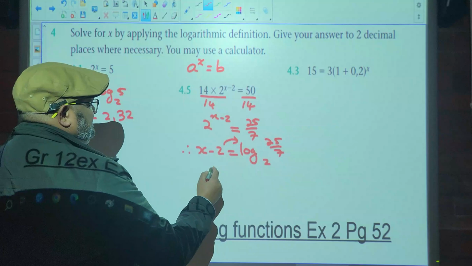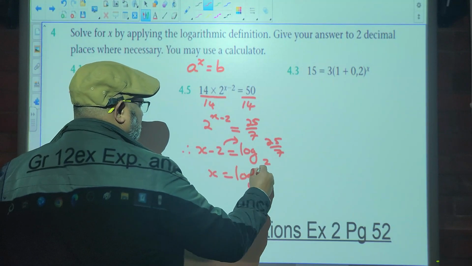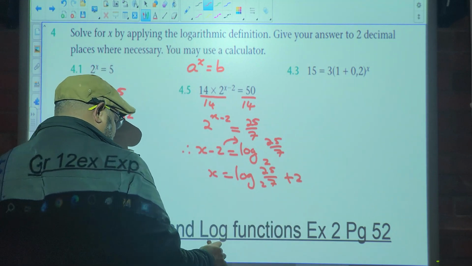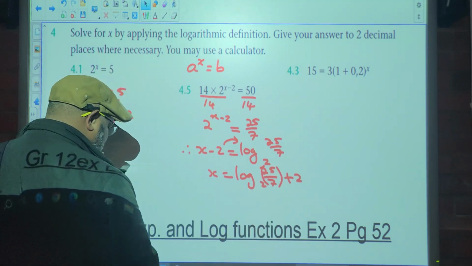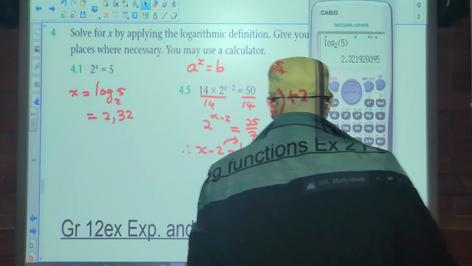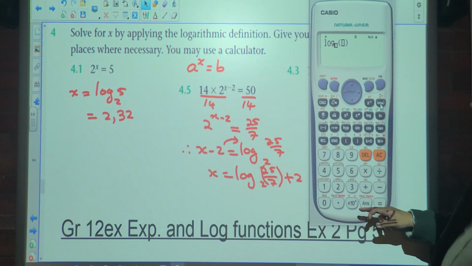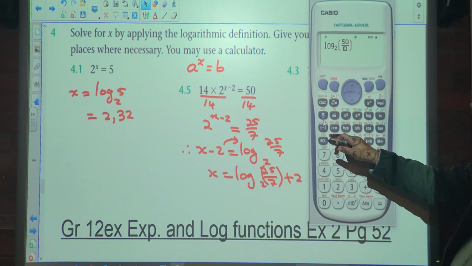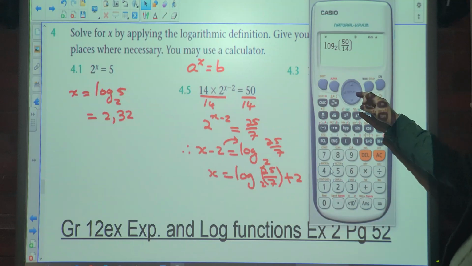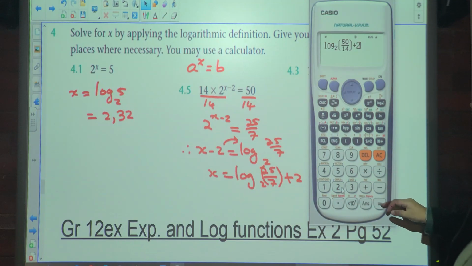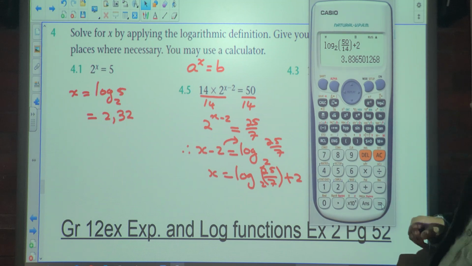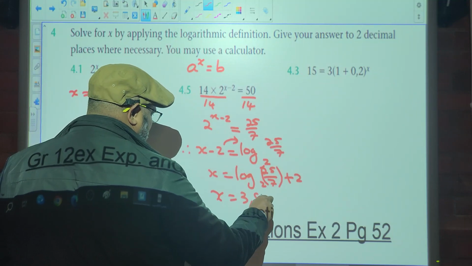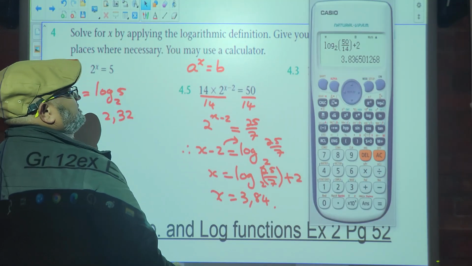Then I can put that in the calculator, then add 2 to it. So it's going to be log 25 over 7 base 2 plus 2. You don't need a bracket then. So be it log 25 over 7, or 50 over 14, doesn't matter, plus 2. What will that give us? 3.84. So x is equal to 3.84.